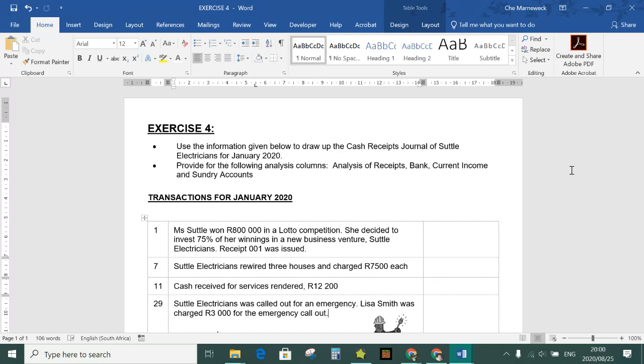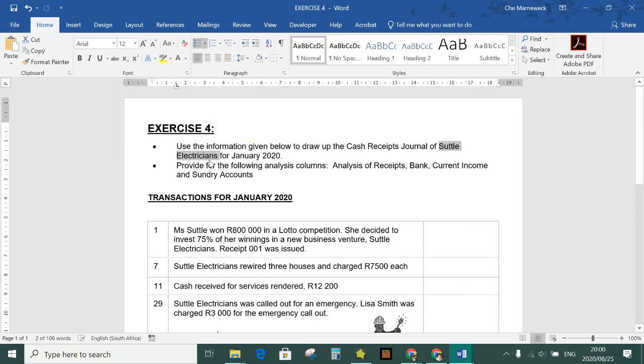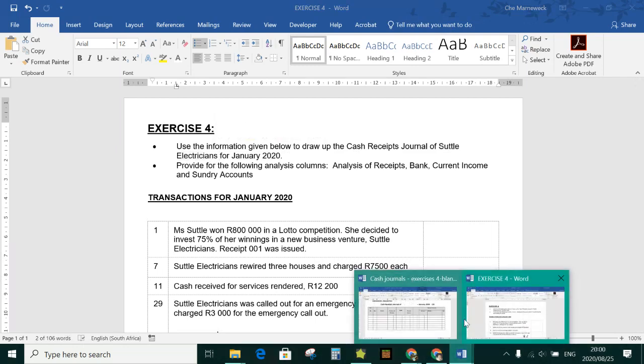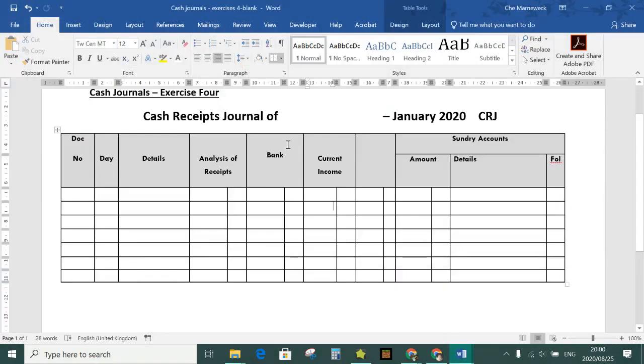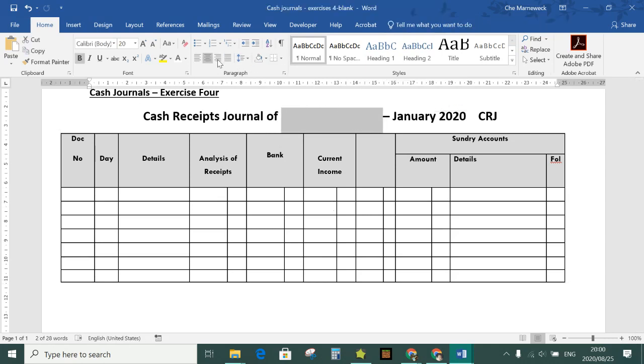So we're going to start off with our very first bullet point, and it indicates to us the name of the company. So we are looking at Subtle Electricians. So we go to our workbook, and we're going to be working on page 29, exercise 4, and we fill in the name of the company, Subtle Electricians. January is the first month in the year, so that will make it CRJ 1.